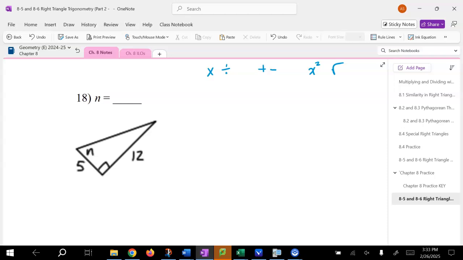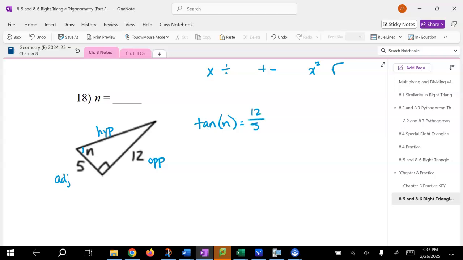So if we want to go backwards and find the angle, we're going to do the inverse of the ratio. What it's going to look like is if n is my angle, 12 is opposite, 5 is adjacent, right? Because this side is your hypotenuse. So the trig function should be tan, or tangent. So tangent of angle n is your opposite over your adjacent.